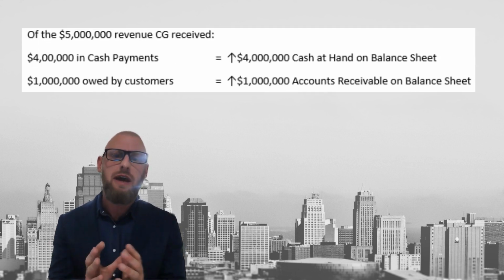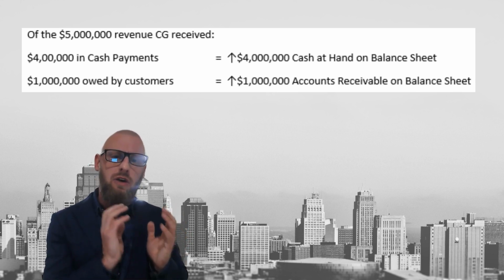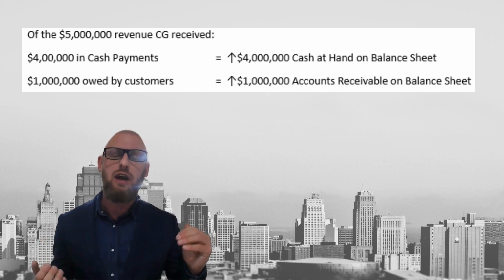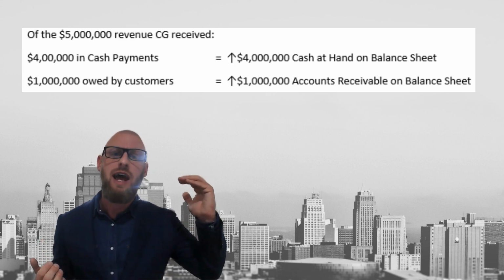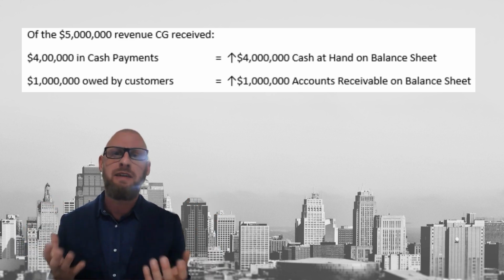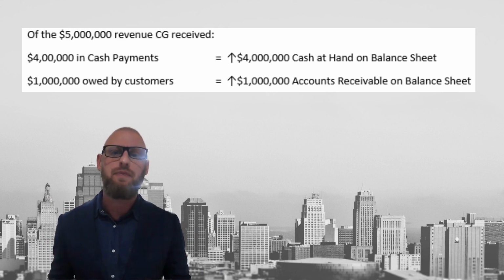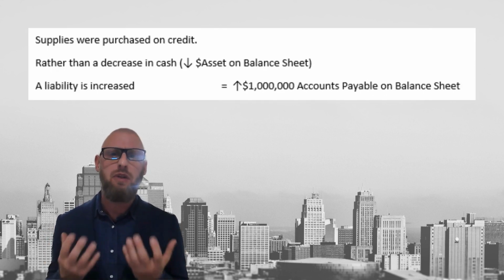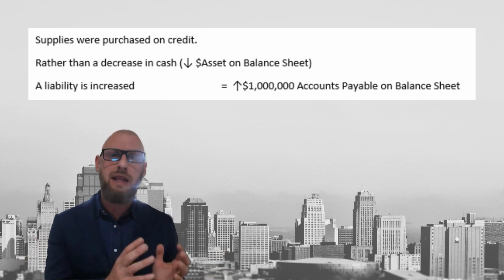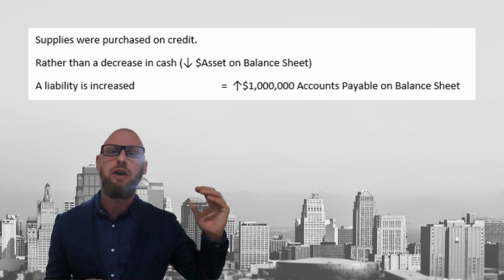Further, suppose CG received $4 million in cash from customers and that $1 million is still owed to them. Then their cash assets, part of the balance sheet, will increase by $4 million and they will have $1 million in accounts receivable, which is another asset on the balance sheet. Meanwhile, if CG bought $1 million of supplies on credit during that time, their accounts payable, a liability on the balance sheet, will increase by $1 million.